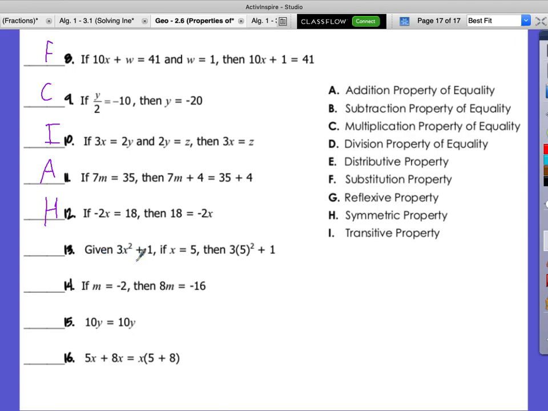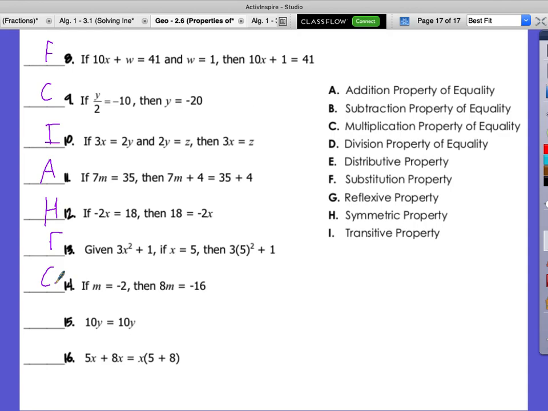13, 3x squared plus 1. And then if x equals 5, then we put 5 in there. What property is saying we can put 5 in there for x? Substitution property, letter F. Then we can substitute 5 in place of that. Okay. Number 14, m equals negative 2. Now we have 8m is equal to negative 16. That's multiplication property. We multiply both sides by 8.